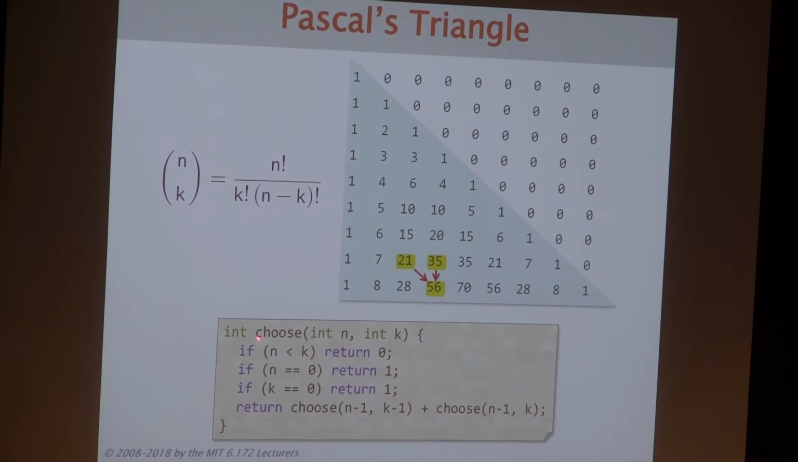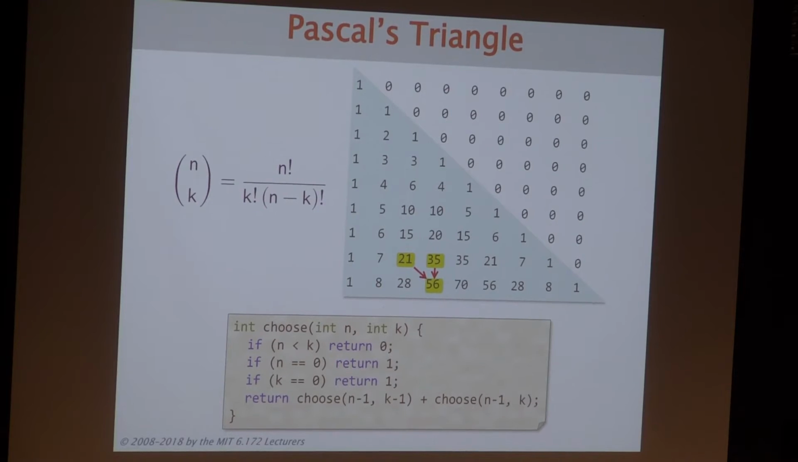So we first check if n is less than k in this choose function. If n is less than k, then we just return 0 because we're trying to choose more things than there are in a set. If n is equal to 0, then we just return 1 because here k must also be equal to 0 since we have the condition n less than k above. And there's one way to choose 0 things from a set of 0 things. And then if k is equal to 0, we also return 1 because there's only one way to choose 0 things from a set of any number of things. You just don't pick anything.